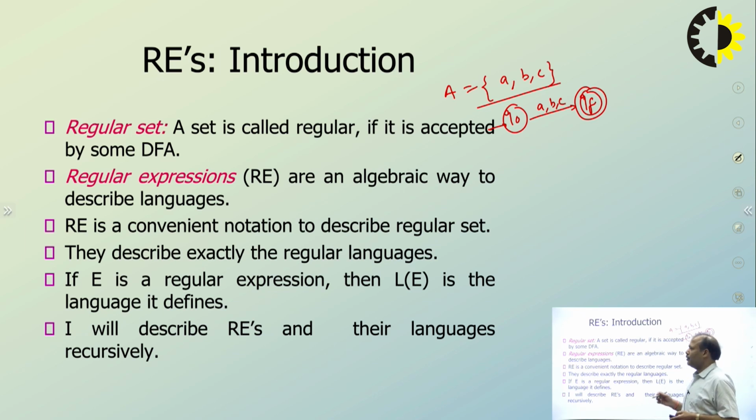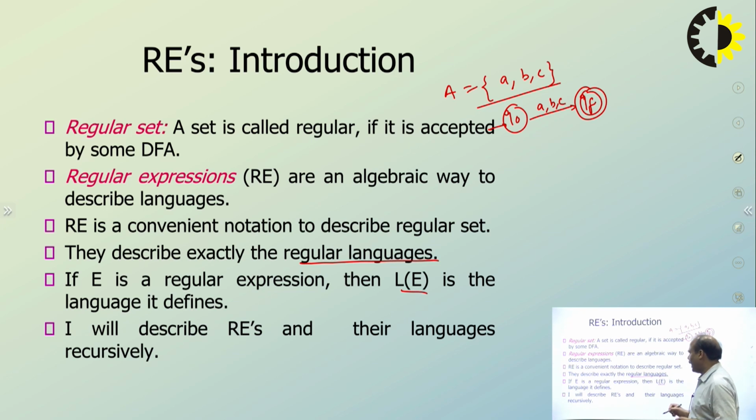If a set is not accepted by any finite automata, it is categorized as a non-regular set. So what is a regular expression? As I said, it is a convenient notation to describe a regular set, or we can say it is an algebraic way to describe some languages. Regular expressions describe exactly the regular languages. What is a regular language? Any language which is accepted by a finite automata. So if E is a regular expression, then L(E) is the language it defines.